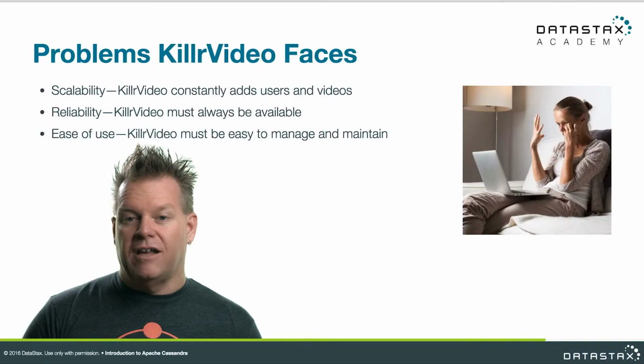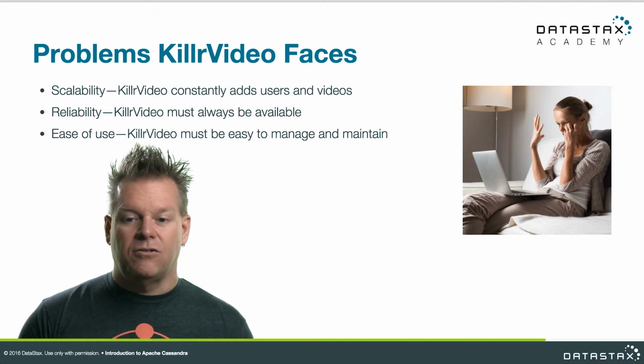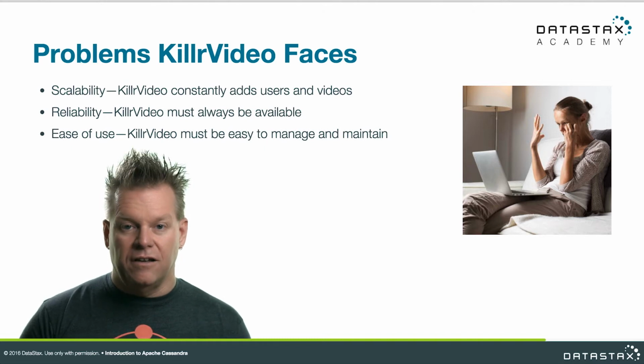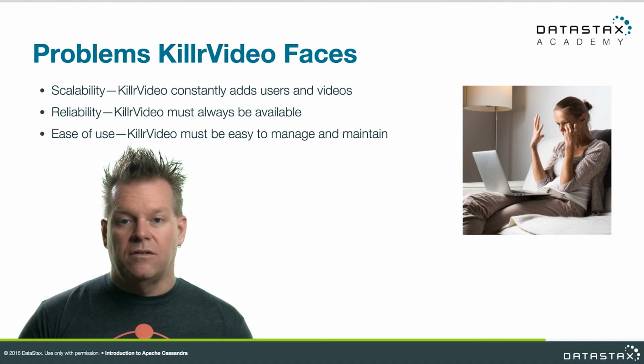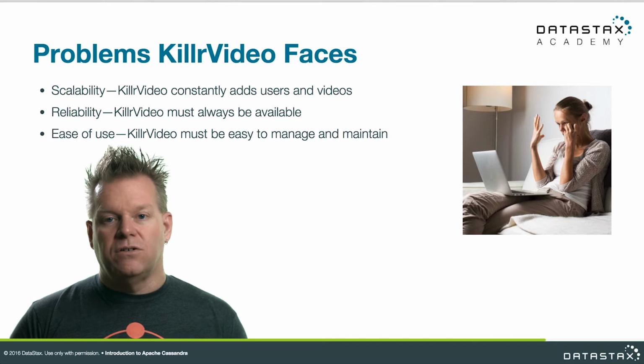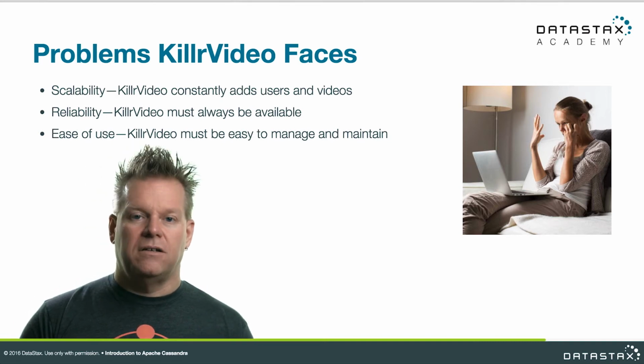Then reliability. I think at this point, if you're down at any point, you're probably dead. And reliability is critical. If you're offline, your users are going to run to another site. So we want to make sure Killer Video is online all the time. And ease of use. We have to make it so that the users want to use it. So we have to give them the features that they will use for our system. And those have to be enabled by Apache Cassandra.